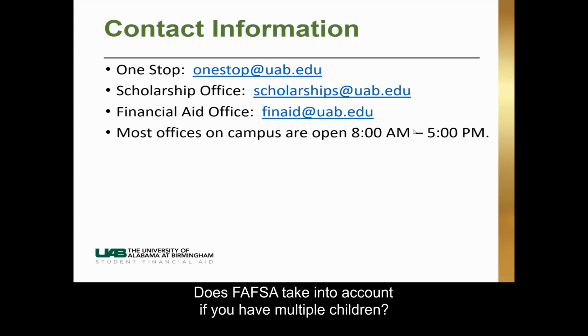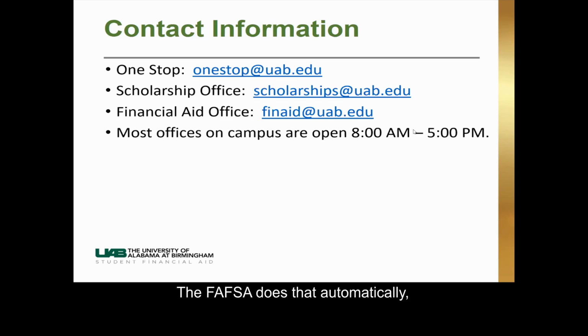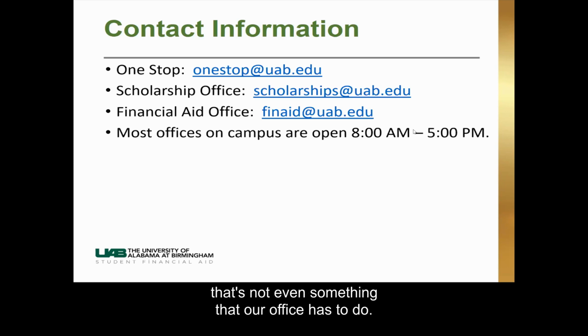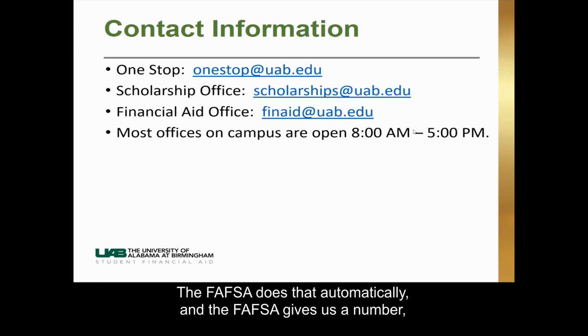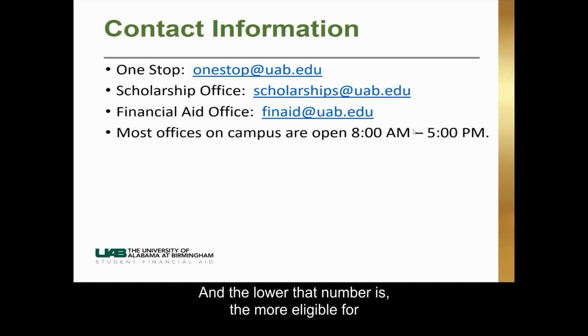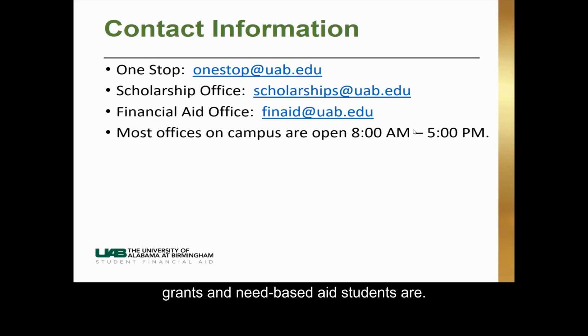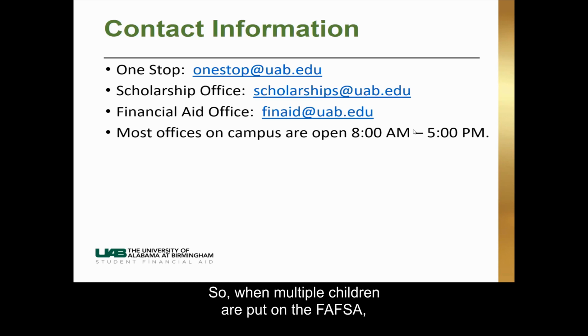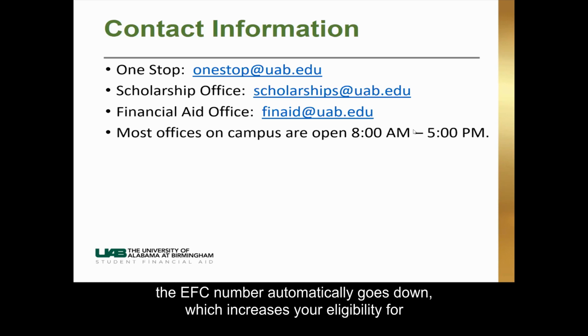Does FAFSA take into account if you have multiple children? Yes, that's a good question. The FAFSA does that automatically. That's not even something that our office has to do. The FAFSA gives us a number called EFC, Estimated Family Contribution, and the lower that number is, the more eligible for grants and need-based aid students are. So when multiple children are put on the FAFSA, the EFC number automatically goes down, which increases your eligibility for need-based aid and grants.